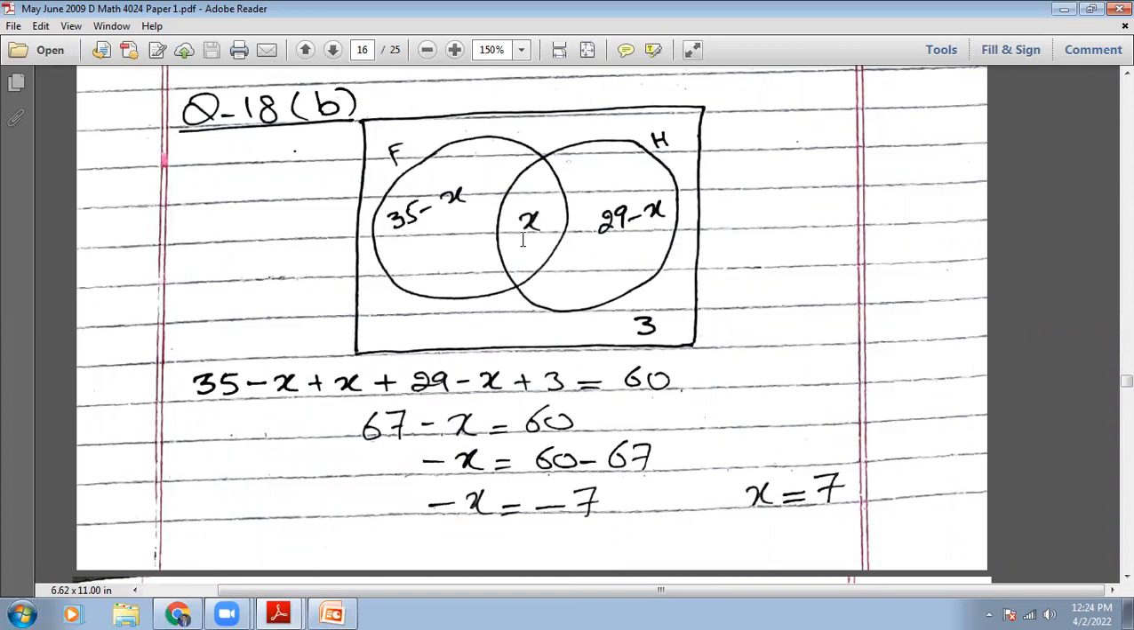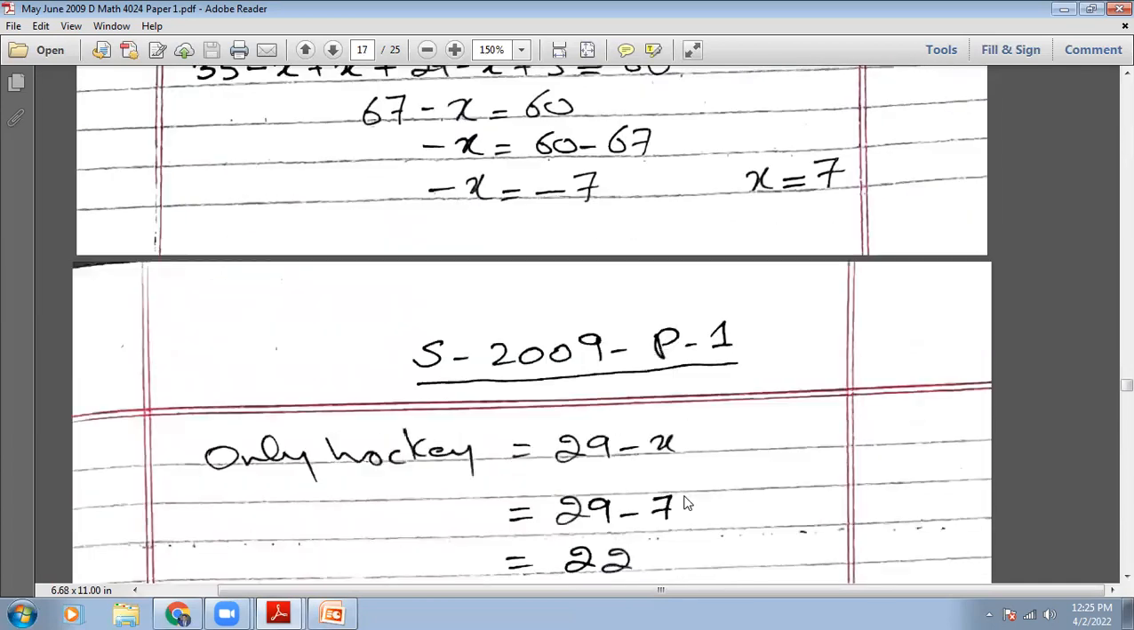So we suppose that the people who play both the games are X. So only football will be 35 minus X, and only hockey will be 29 minus X. If I add all these 4 numbers, that will be equal to the total students, that will be 60. So X and X will be cancelled. You have 35 plus 29 plus 3, that will be 67, and minus X equals 60. Minus X will be equal to 60 minus 67, which is minus 7. So X will be 7.